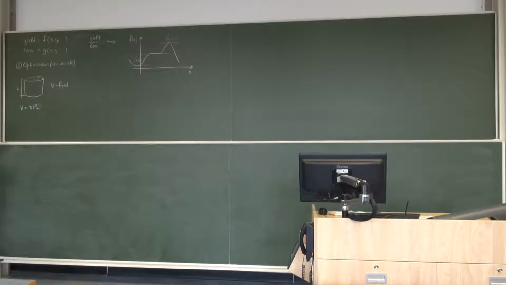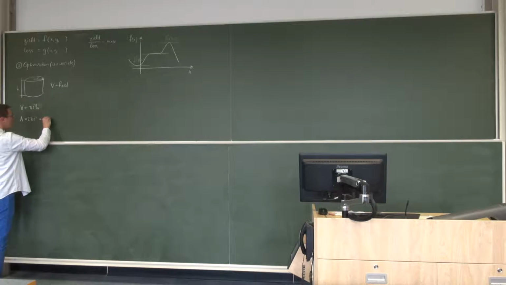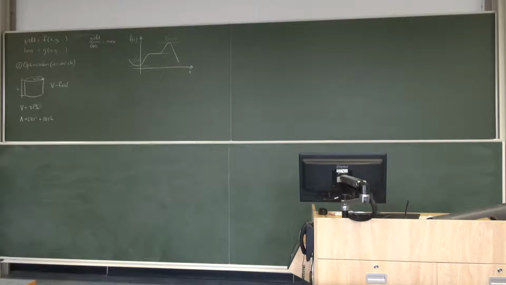Corrosion resistant steel is sold by the square meter. It's rolled steel, and so our price is going to be proportional to the surface area of this cylinder. So the area will be the top and the bottom, so pi r squared times 2, plus the area of the sides, and that is 2 pi r times h, so the circumference times the height.